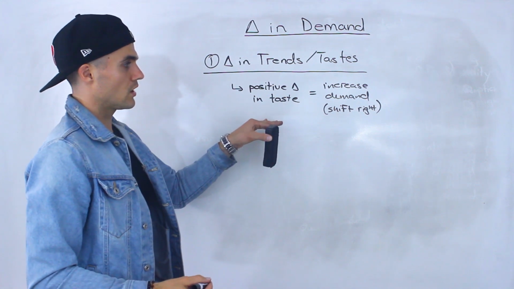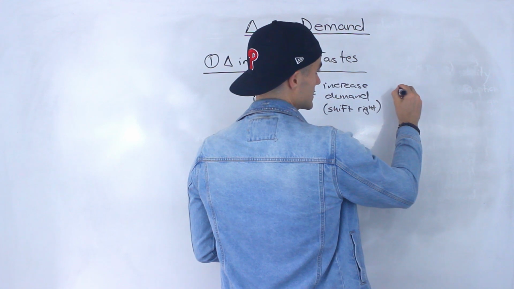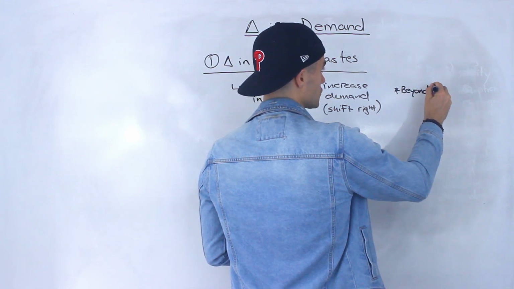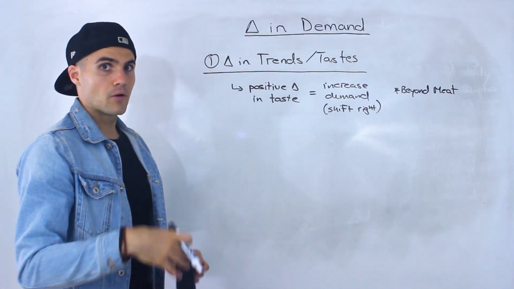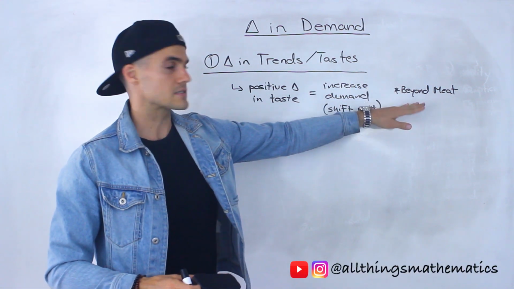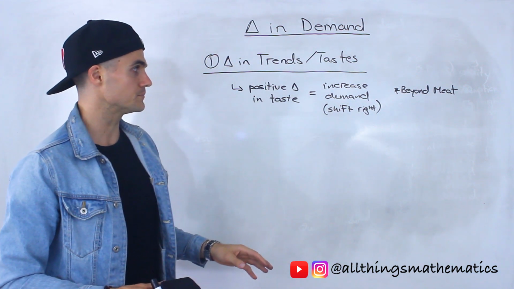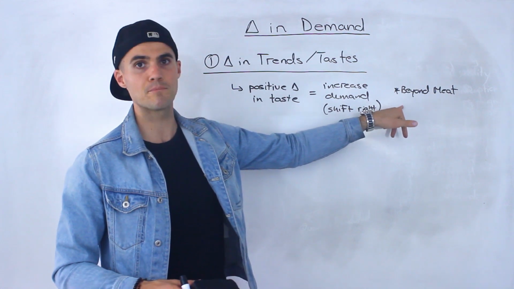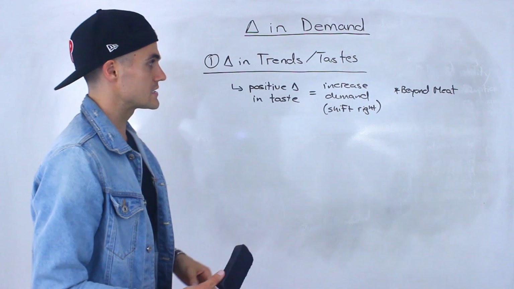A good example of this, a recent example, at least when I'm making this video right now, is the company Beyond Meat. I don't know what's going to happen in the future, but as of now in the market, a lot of people have gotten behind these guys. The stock of this company has really shot up in this last year because what they do is they offer plant-based meat substitutes. And a lot of people in the market seem to be into that.